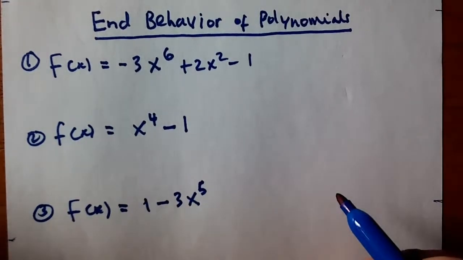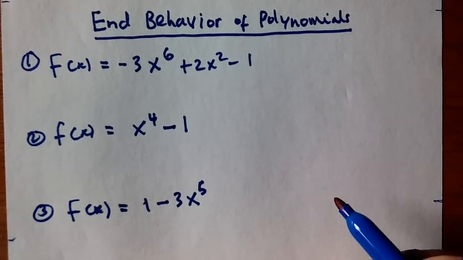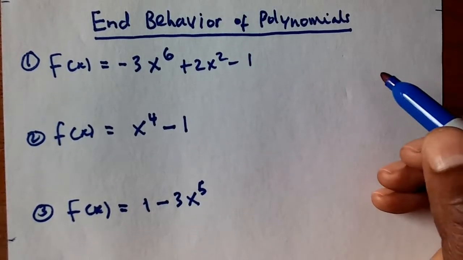Here I'm going to show you some examples of how we can use the end behaviors of the sample polynomials, like quadratics and cubic functions, to predict the end behavior of any polynomial. So we're going to be using the representative polynomials to do this example.